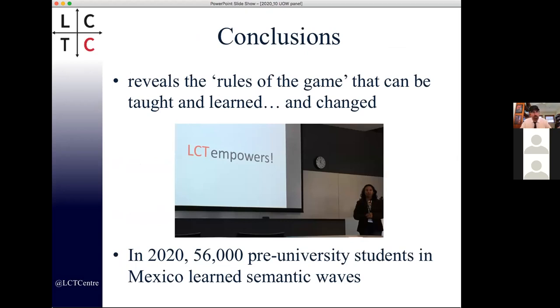So for example, the slide shows Vicky Ariza from Mexico, and she's run a massive online course in Mexico that helps students learn how to succeed at university by teaching them semantic waving. 56,000 pre-university students in Mexico have already learned about that this year alone. And that gives students tools to analyze for themselves what they need to do in an essay and how to achieve it. So it makes the rules of the game visible, not just as a bag of tricks and tips, but in terms of the underlying principles of success. And that's powerful theory in action.